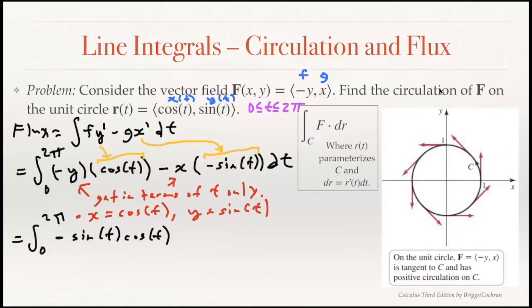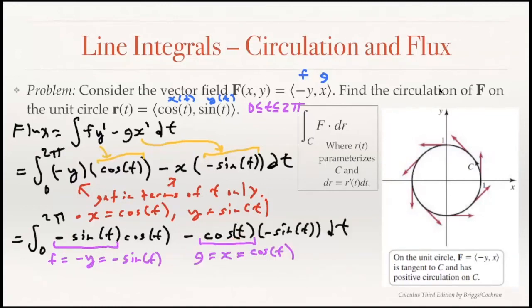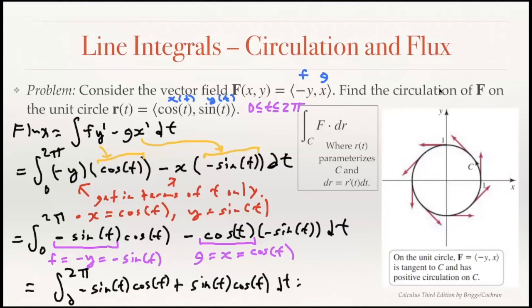Anyway, so negative y is negative sine of t. This is our f, which was negative y, which is negative sine of t. Okay, minus x, which is cosine of t. So now it's a nice Calc 1 integral. We have the integral from 0 to 2 pi of negative sine t cosine t plus sine t cosine t, due to the double negative. That is the integral from 0 to 2 pi of 0 dt. So we wind up with a flux of 0.